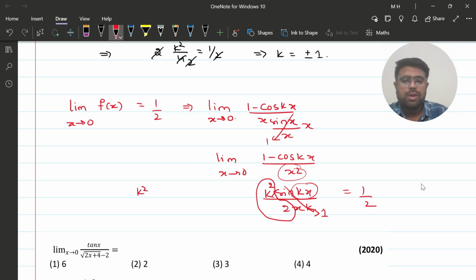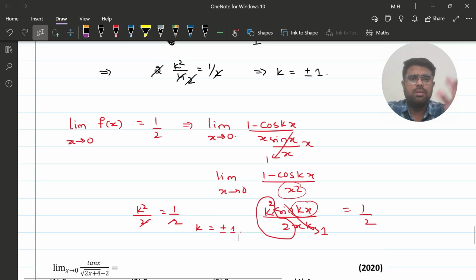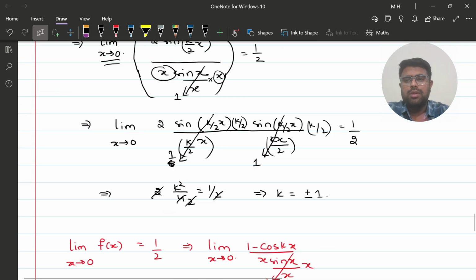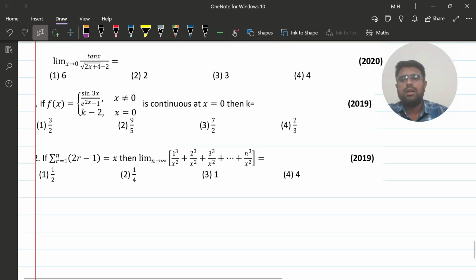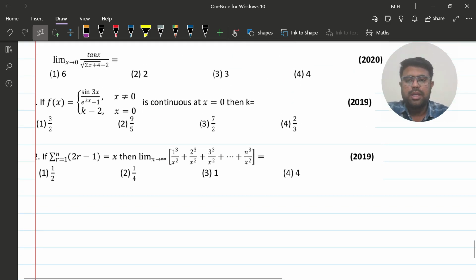So k square by 2 is equal to 1 by 2, which implies k square is equal to 1, so again k equal to plus or minus 1. So this is what you have. Fine. So again, in both the methods you are going to get the same answer. You can use any one of these. Okay, so let's take up the next question.